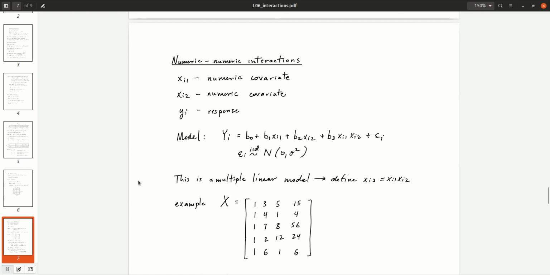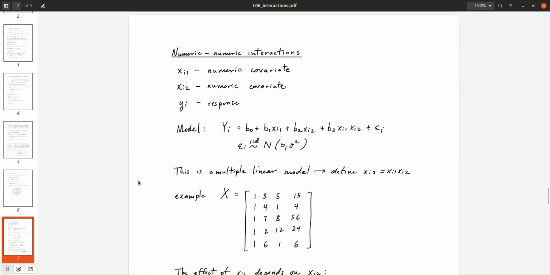The third type of interaction we'll talk about are interactions between two numeric covariates. So here we have xi1 is the first numeric covariate, xi2 is the second, and the response is lowercase yi, and our model for lowercase yi is capital Yi. We can write the numeric interaction model as the following: b0 plus b1 xi1 plus b2 xi2 plus b3 times the product xi1 xi2 plus epsilon i. And epsilons are independent normals.